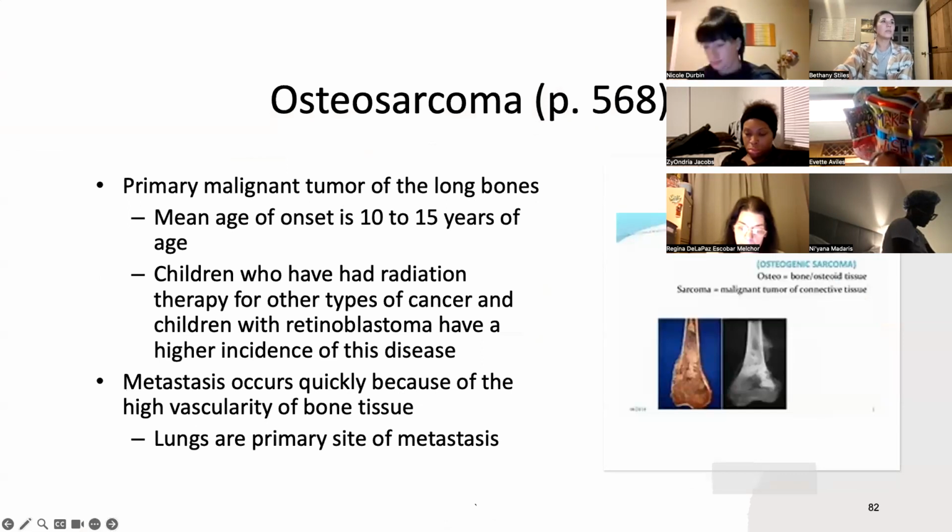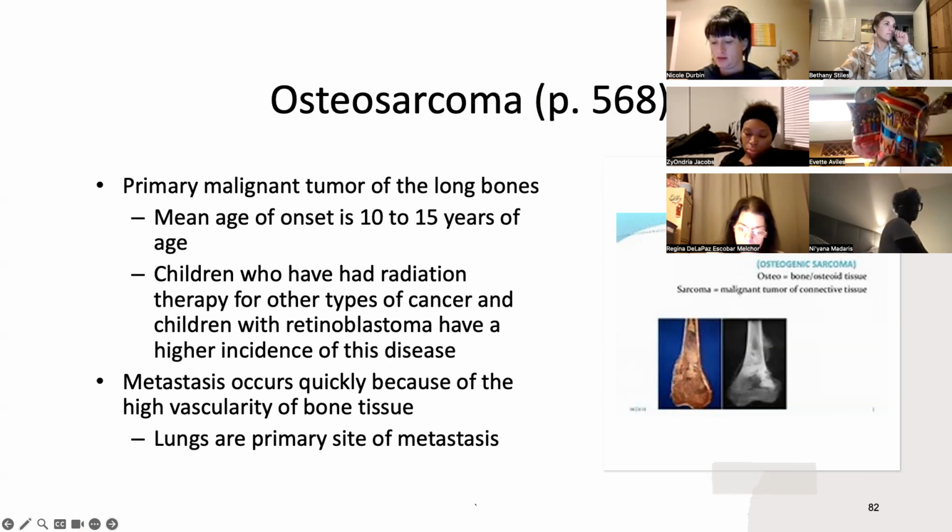Osteosarcomas are going to be malignant tumors of the long bones, typically occurring in 10 to 15-year-olds. Kids that have had radiation for other types of cancer, and kids with retinoblastomas are going to be at higher risk for having an osteosarcoma. And they metastasize very quickly because they're in the bone, and that bone is going to be very vascular. So our lungs are going to be our primary site of metastasis.